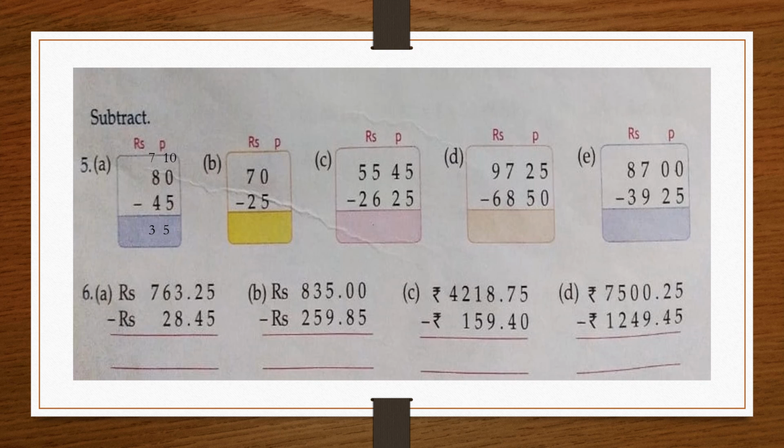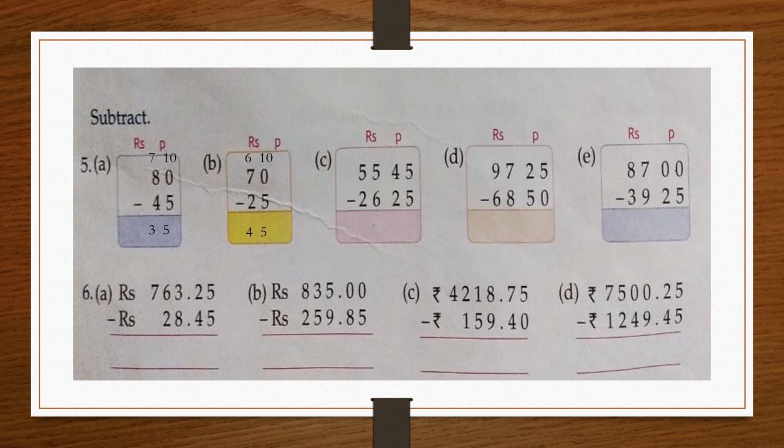In the next one, the rupees section is given to you, 70 minus 25. Again subtract it. From 0 you cannot subtract 5. So you will borrow 1 from 7. It will become 10. 10 minus 5 is 5 and 7 is reduced to 6. So 6 minus 2 is 4. So 45 rupees, children.